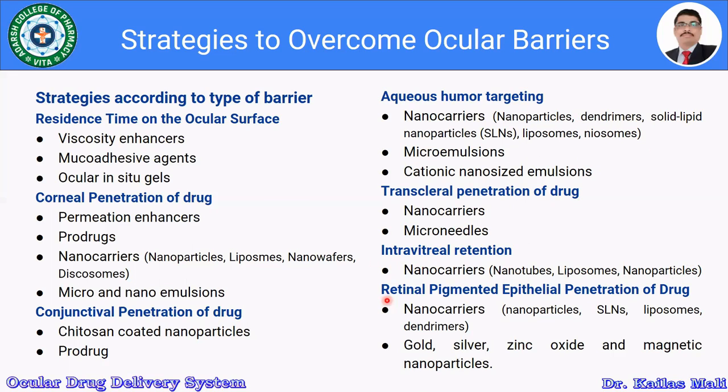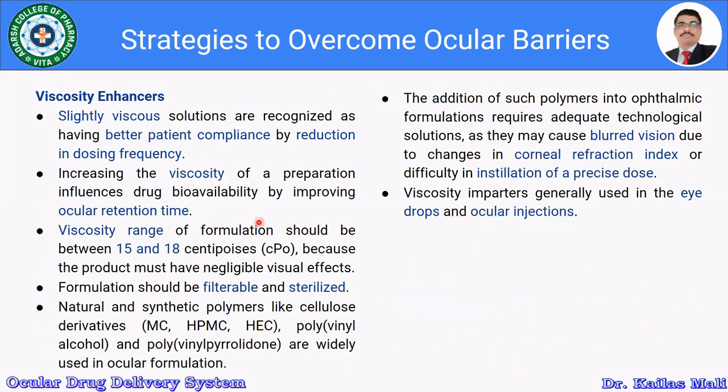And if we want to target the retinal pigmented epithelial cells, it is possible to use nanocarriers like nanoparticles, SLNs, liposomes, and dendrimers, and furthermore, nanoparticles derived from gold, silver, zinc oxide, and magnetic nanoparticles. So these are the various strategies widely used to overcome the ocular barriers. Let us see the details. The very first strategy is the use of viscosity enhancers in the formulation.